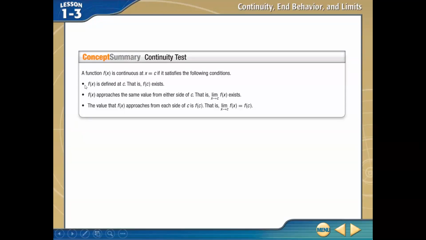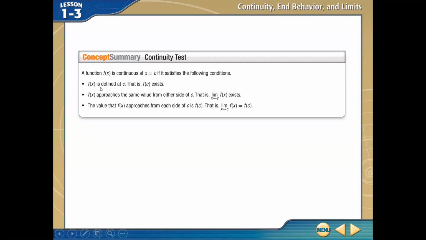So a function is continuous. The first step: f of x is defined at C, that is, f of C exists. To put that in layman's terms, if we were to plug in C, we would get a value of f of x. We're not going to get an undefined function. We're not going to get an imaginary number. Okay, so it's defined at C. Once we plug C in, we get a value for f of C.